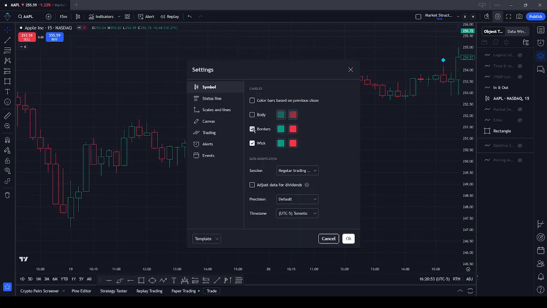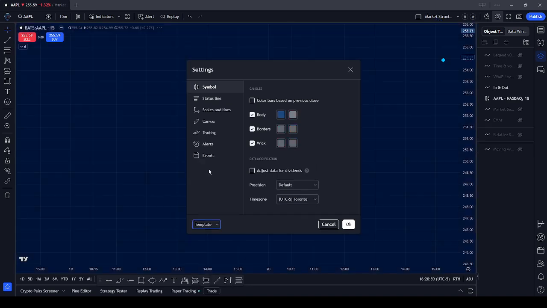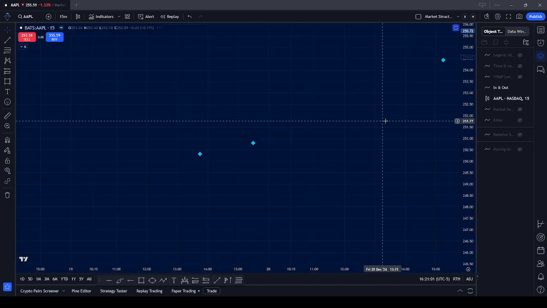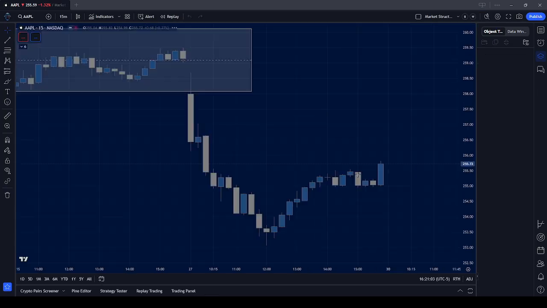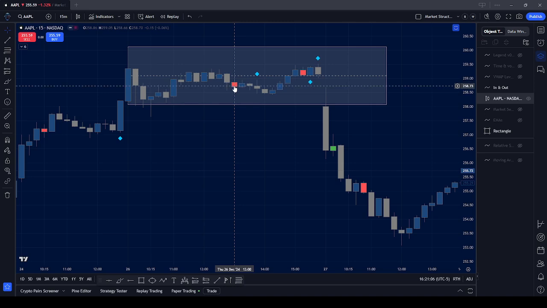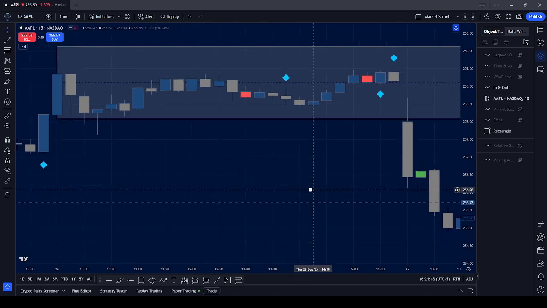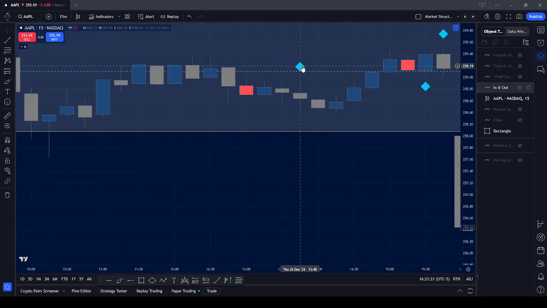So if we hide the body, for instance, or let's make this a different color. Let's make this blue and gray. Okay? So when we see these candles are red, that means it's an inside bar that's bearish. And that means that the candle is within the confines of the previous bar. This is something that people look for. There's also engulfing bars where we see these diamonds.